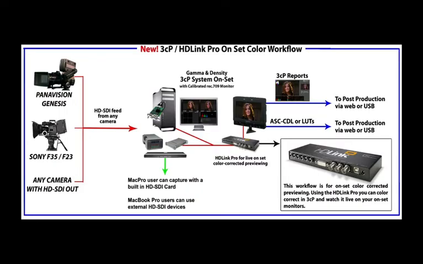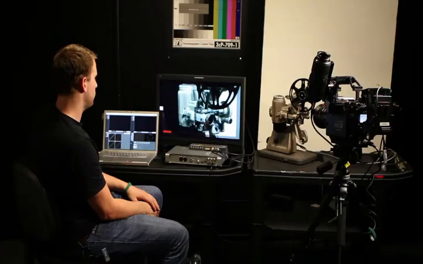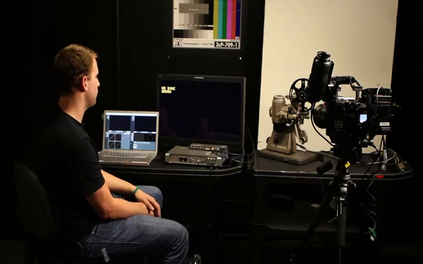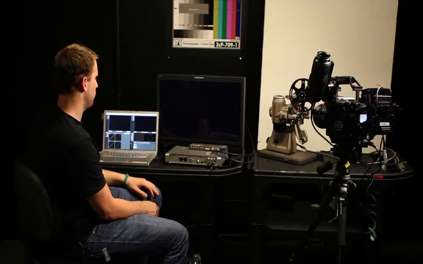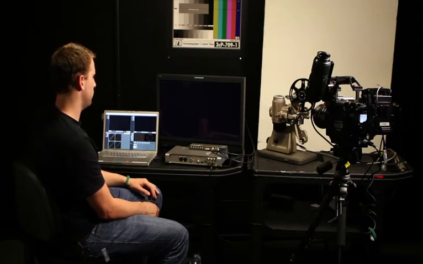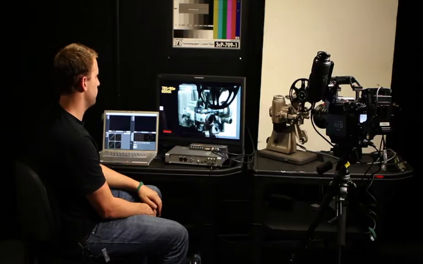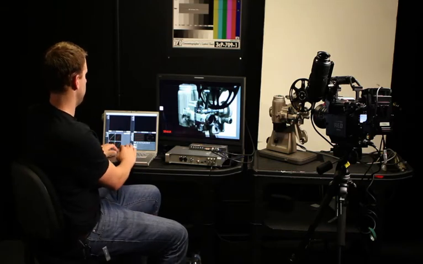This is the basic setup for our new HDSDI image capture workflow and the new 3CP HDLink Pro workflow that provides live on-set color correction. As you can see, we have a camera with an HDSDI feed to the right that is framed on a projector as our subject. In the center, we have an HDSDI field monitor along with the HDLink Pro box and our HDSDI capture device. In this case, we are using the Matrox MX02. Then finally, to the left, we have the 3CP loaded onto the laptop.